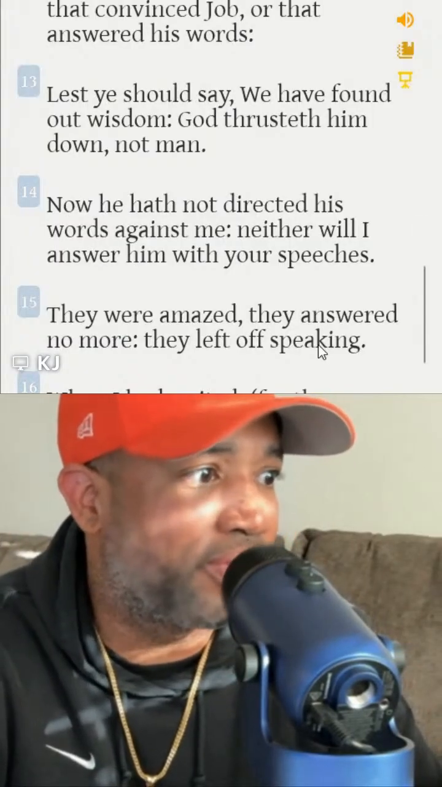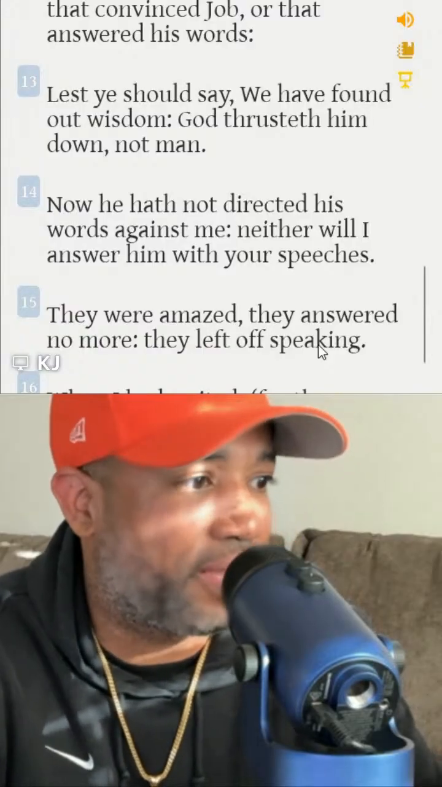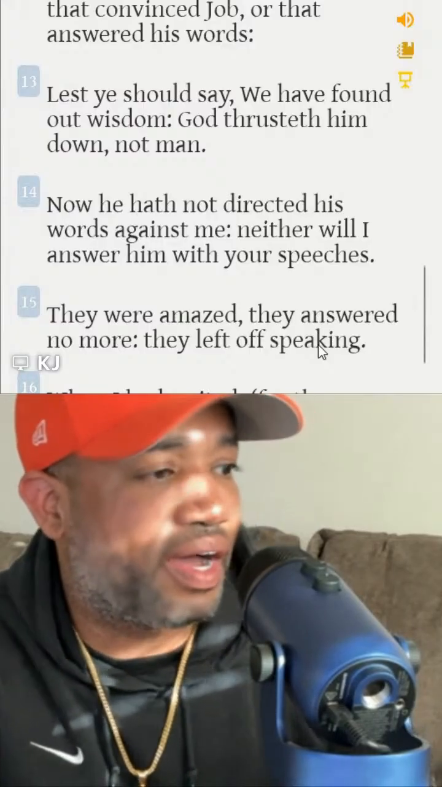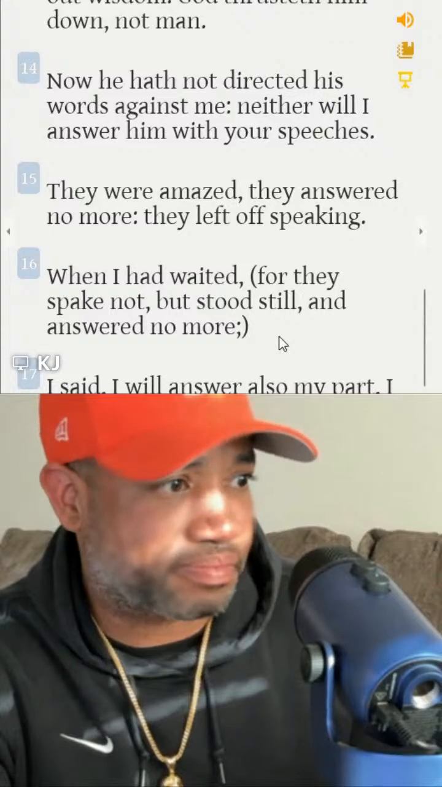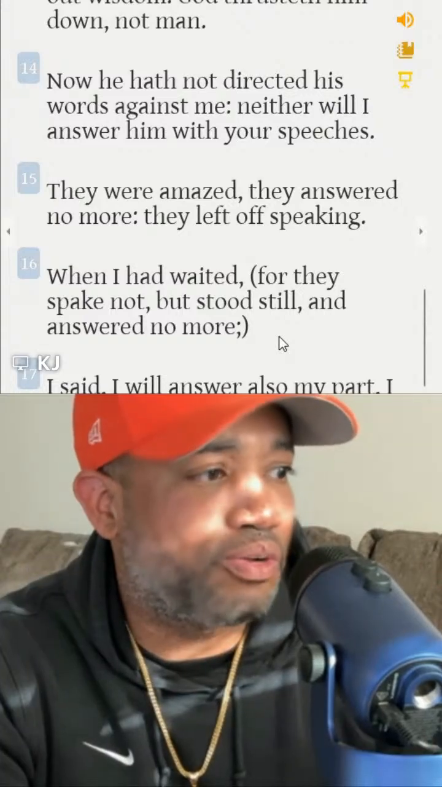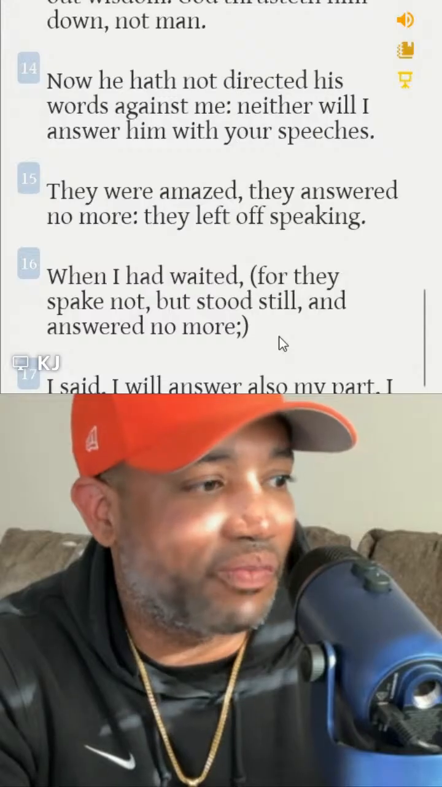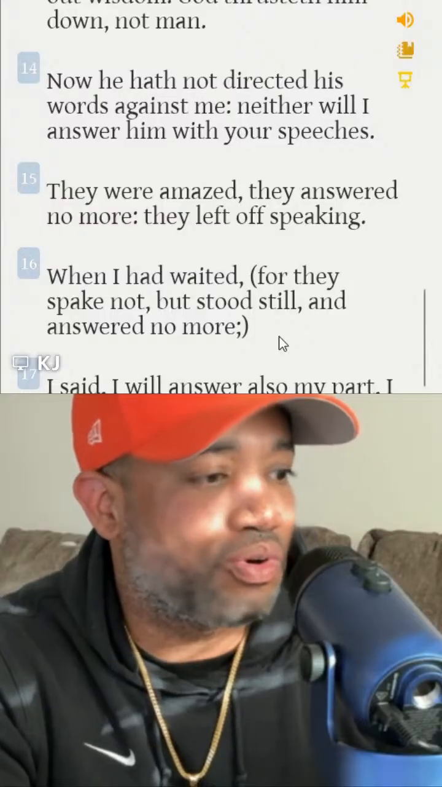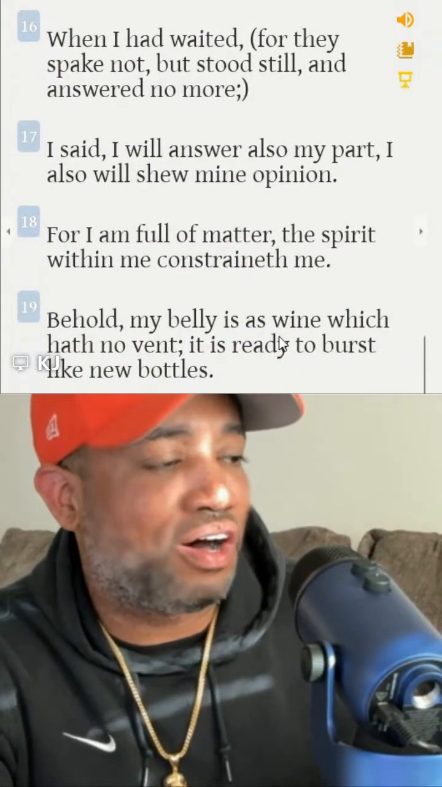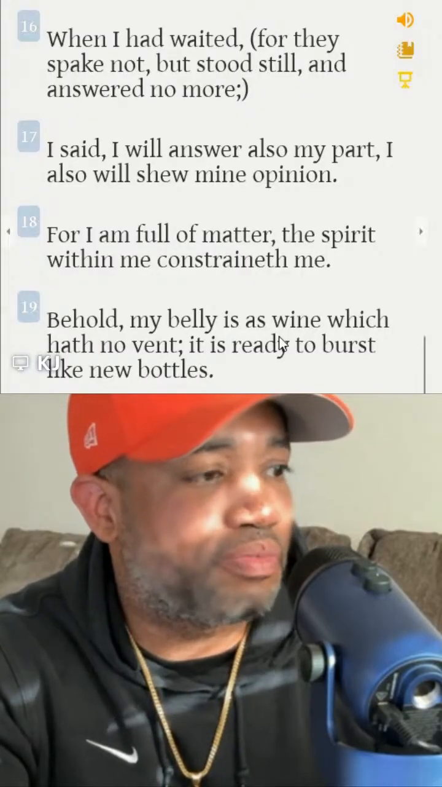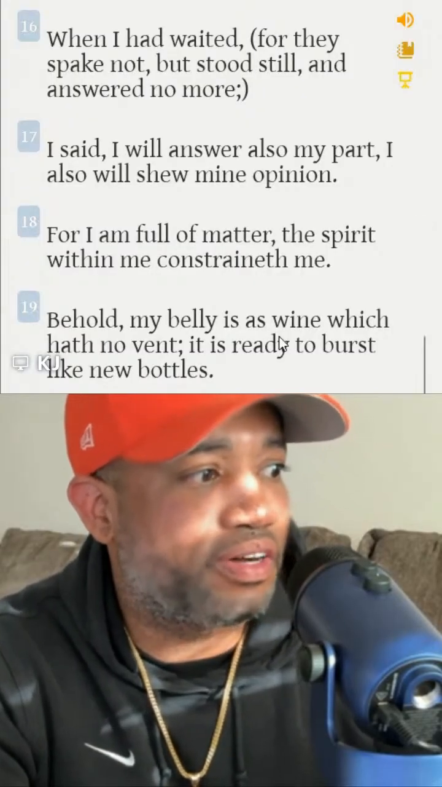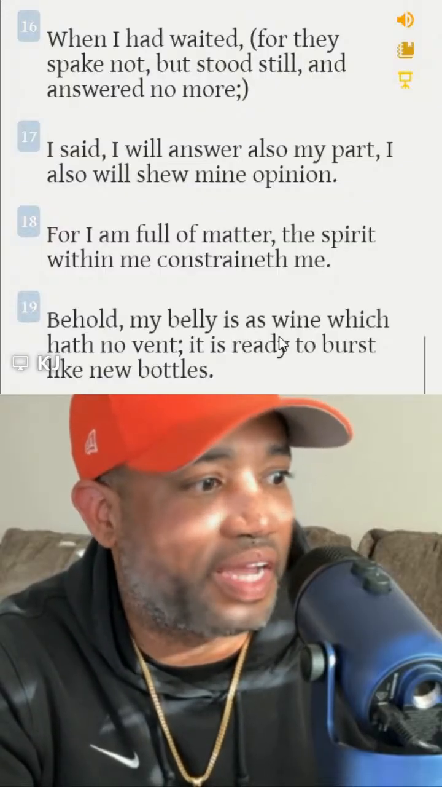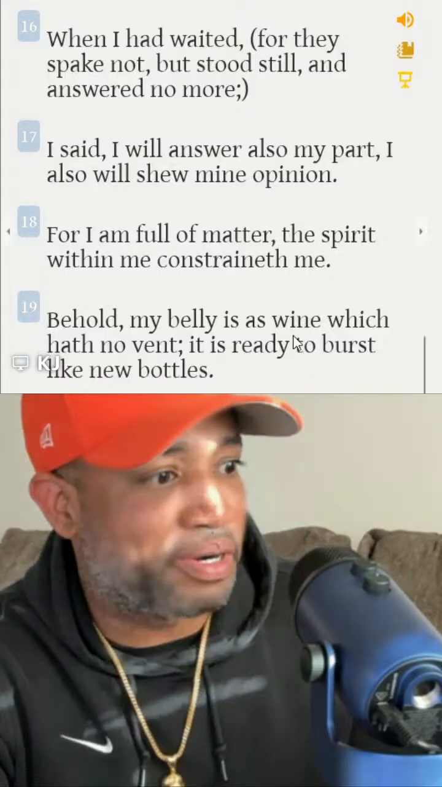Lest you should say, we have found out wisdom: God thrusteth him down, not man. Now he hath not directed his words against me, neither will I answer him with your speeches. They were amazed, they answered no more; they left off speaking. When I had waited, for they spake not, but stood still and answered no more, I said, I will answer also my part; I also will shew mine opinion. For I am full of matter, the spirit within me constraineth me. Behold, my belly is as wine which hath no vent; it is ready to burst like new bottles.